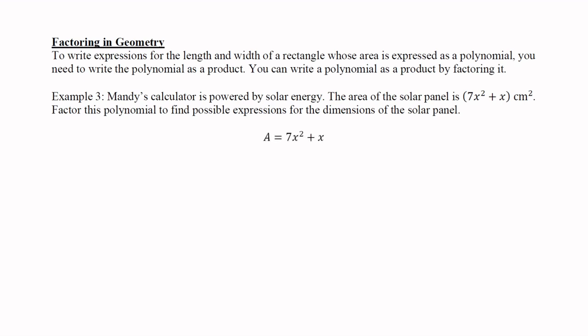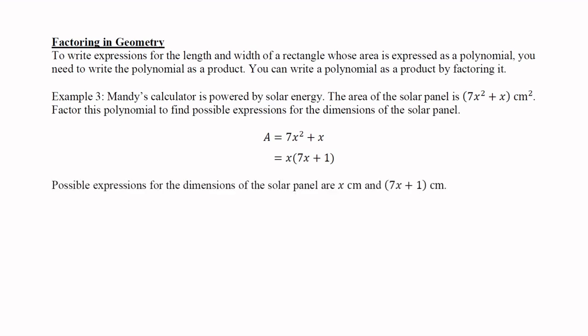So we take our area, 7x squared plus x, and we're going to factor it by pulling the x out, and that leaves us with 7x plus 1. So possible expressions for the dimensions of the solar panel are x centimeters and 7x plus 1 centimeters. That is our length times width.